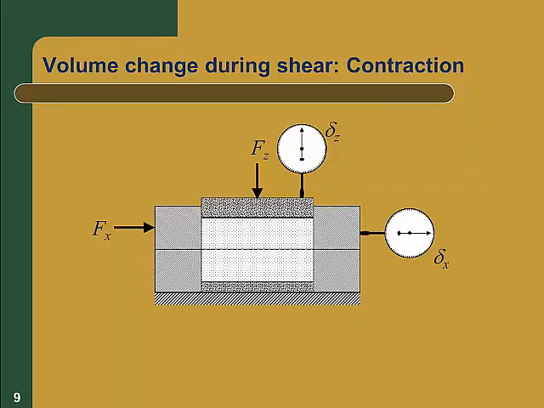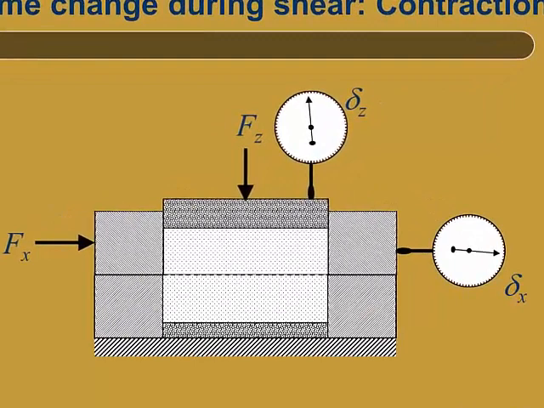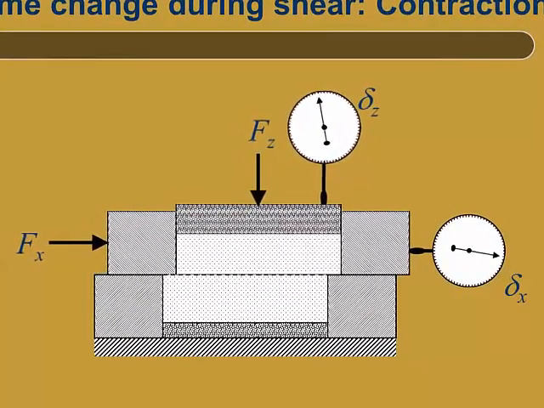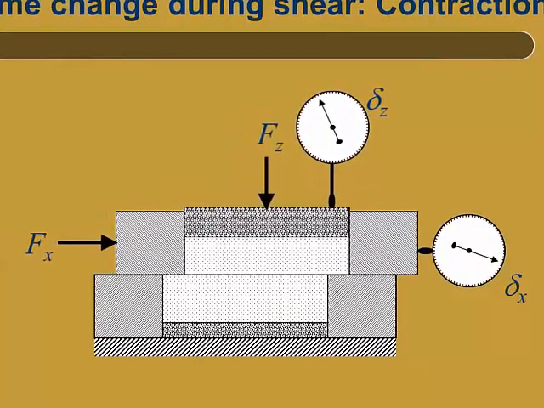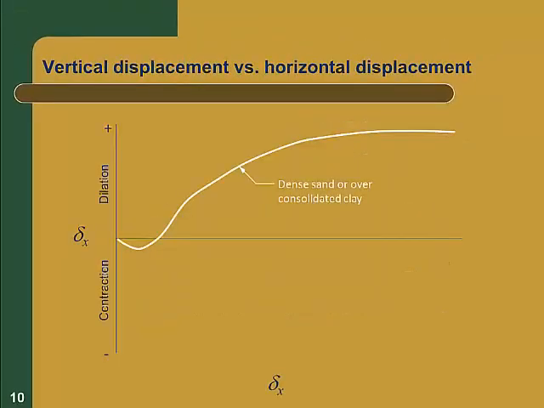Here we compare the previous plot of vertical displacement versus horizontal displacement for a dense soil with that of a loose soil. The loose soil is contracting during shear, or becoming denser, therefore the vertical displacement is downward, as we see here. Thus far, we've looked at the results of a single direct shear test and explained the difference between contractive and dilative behavior during shear.